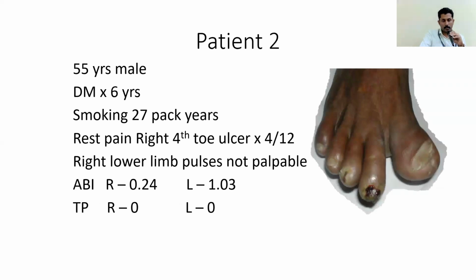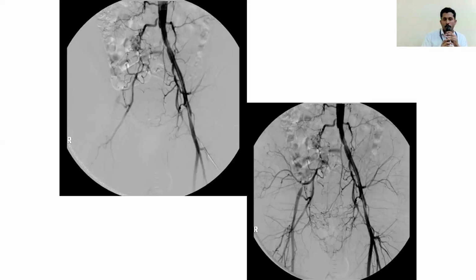Then coming to the next patient, a 55-year-old gentleman, diabetic for the past 6 years, with 27 pack years. The patient has rest pain and an ulcer on the right forefoot, as we can see in the picture. ABPI was 0.24 on the right side and 1.03 on the left side. Toe pressure on both sides is 0. Any input on how you will approach? This shows the aorto-iliac occlusion on the right side.